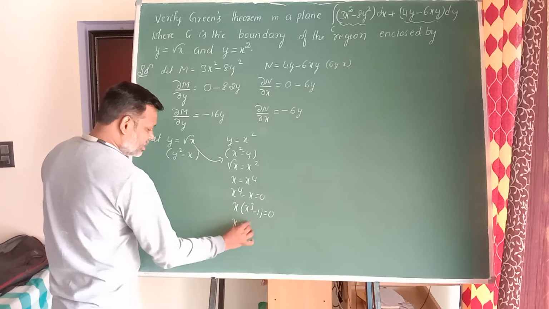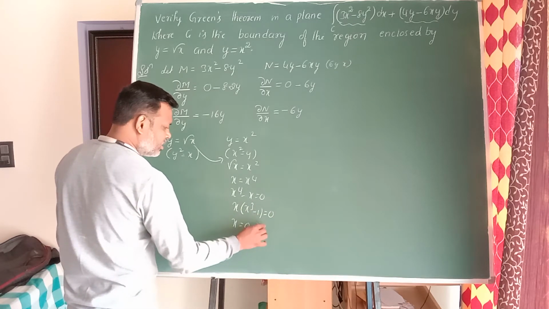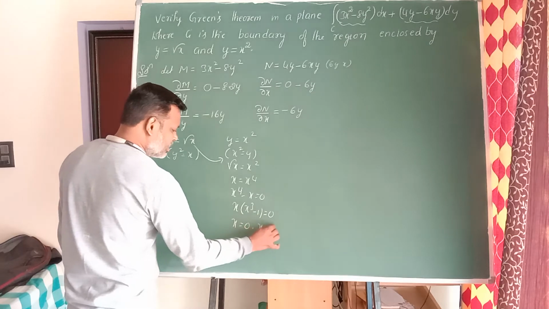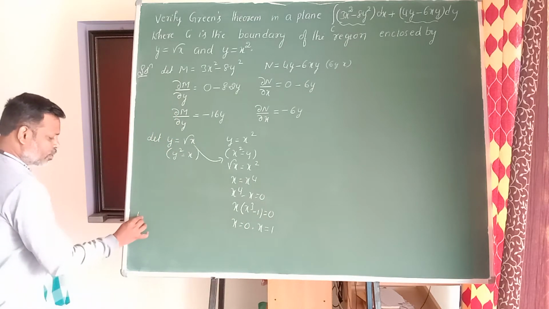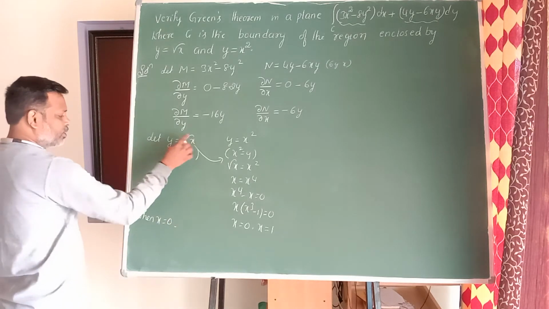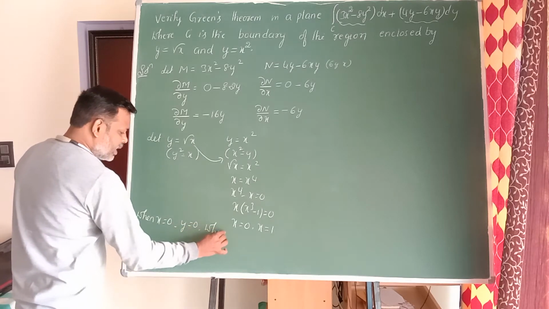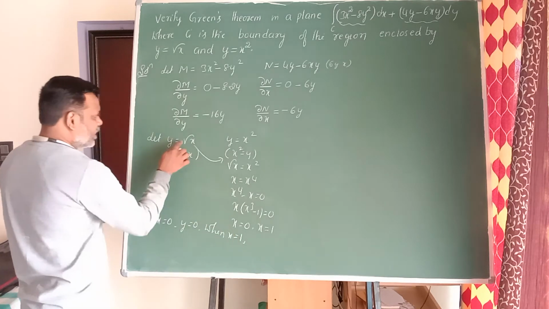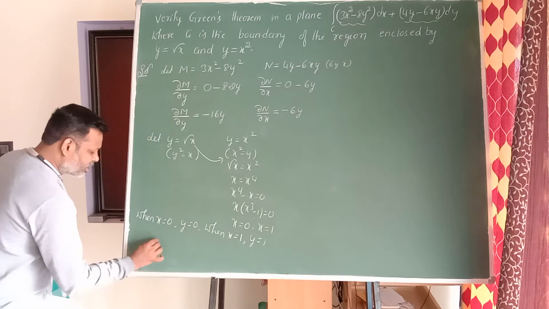Then x is equal to 0, or you can take x cube minus 1 is equal to 0, then x cube is equal to 1, x is equal to 1. We have two values of x. Now when x is equal to 0, y is also equal to 0. Again, when x is equal to 1, y is also equal to 1. Therefore, the points of intersection.